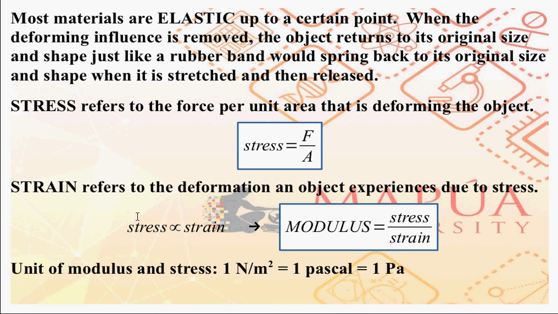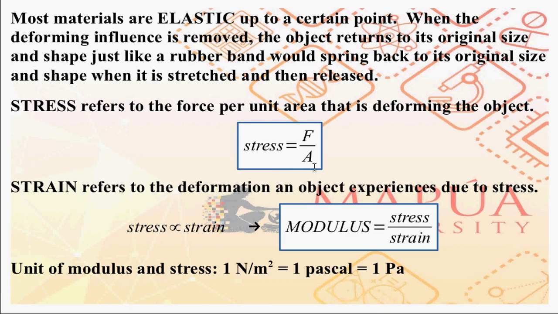The constant of proportionality between stress and strain is referred to as the modulus of elasticity of the material. Modulus is just equal to stress over strain, and the unit of modulus is Newton per meter squared, or Pascal. Incidentally, stress is also Newton per meter squared.